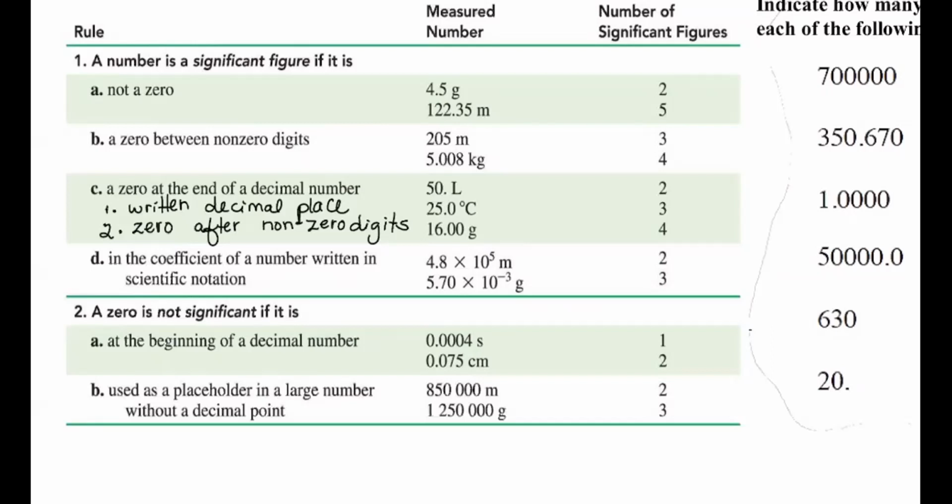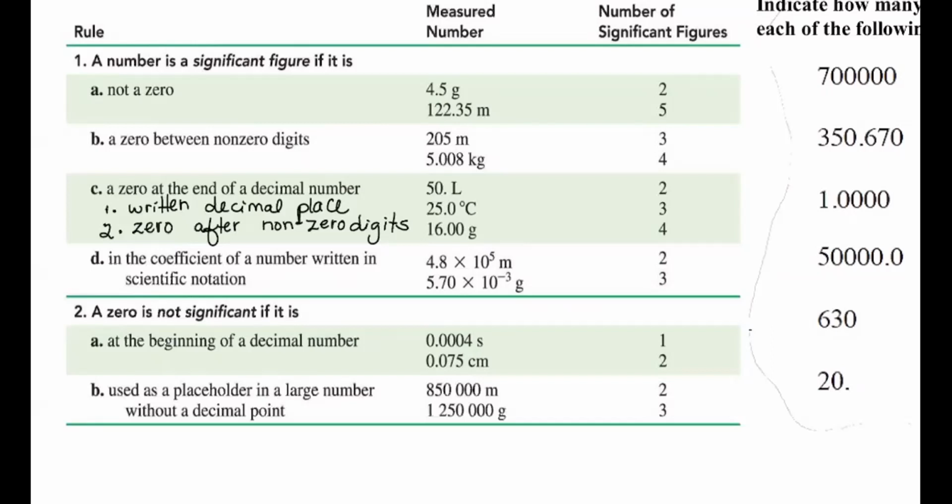Let's now deal with when zeros are not significant. Again, it's not that the zeros are not important. It's just that they have a specific job in the value for the measurement, and this specific job is to be called a placeholder. So let's look at rule 2A.